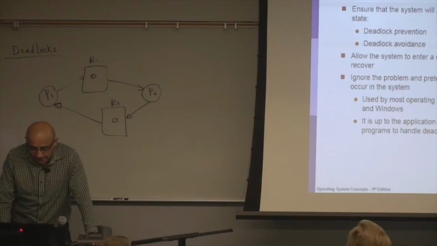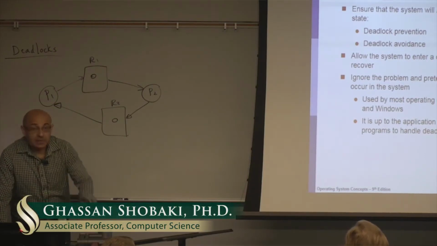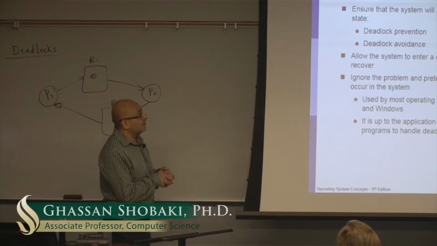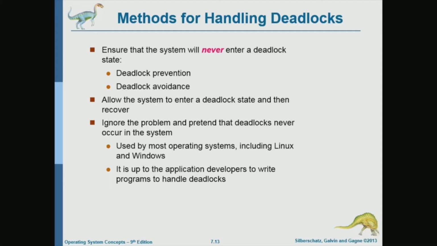Now, how are deadlocks handled? Well, we will be studying different ways of handling deadlocks. One is deadlock prevention, and the other is deadlock avoidance. Both deadlock prevention and avoidance just do not allow a deadlock to happen. The third method is allowing a deadlock to happen, but recovering from it. So deadlock recovery: you still allow it to happen, but you have a way of recovering from a deadlock.